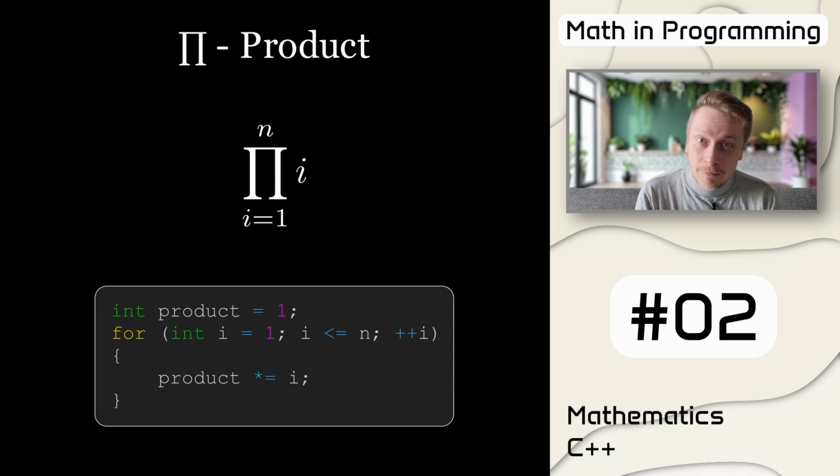You create a variable called product and start it at 1. Then, as you loop through the numbers from 1 to n, you multiply each number into your product. By the end, you've accumulated a full product step by step.